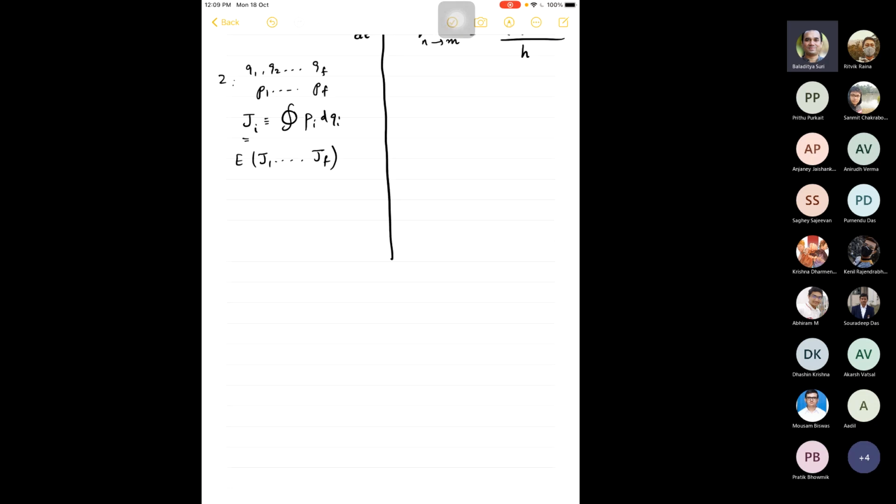Okay, and the frequencies can now be defined as delta E by delta Ji. Okay, so these are the frequencies, and this, from Hamilton's equation, is nothing but d theta i by dt. Or there is probably a 1 by 2 pi somewhere, but let us call it omega i. Okay, so this is the idea.